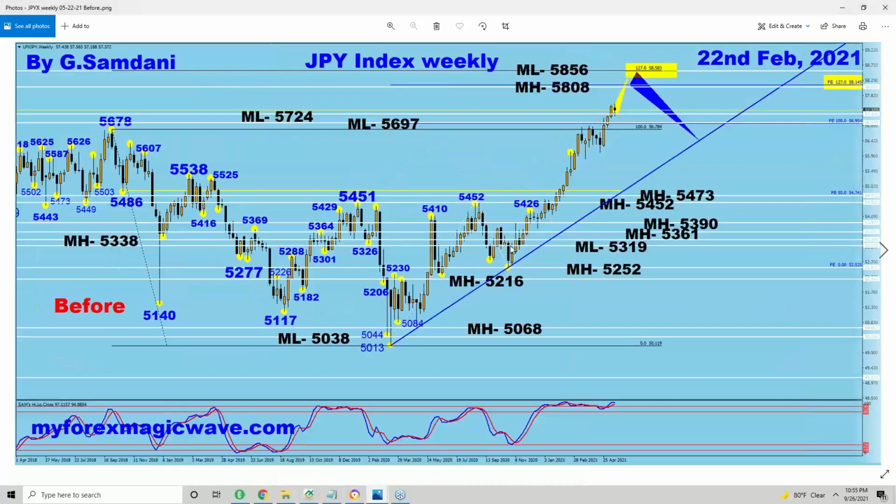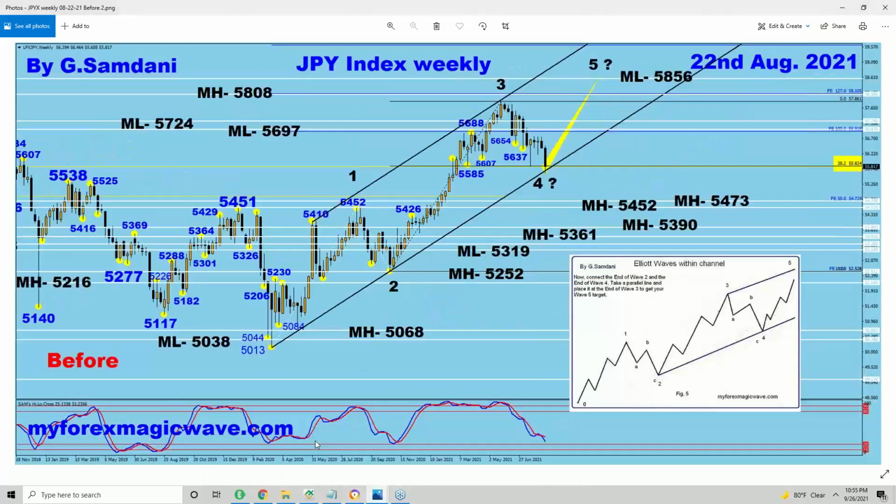So this is the chart before, that it is going to come back to this TL after going up. It went up here and then boom, came down here. This was the next chart I made, saying that it is going to bounce from this TL and again go for 58.56 for the wave 5, according to this diagram. Wave 1, 2, 3, and this comes before wave 4, and then it usually goes for wave 5.